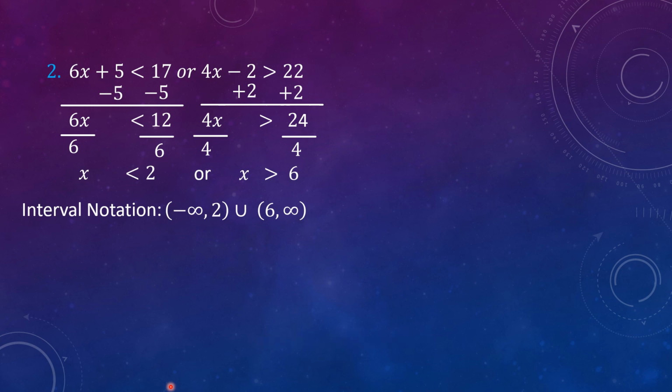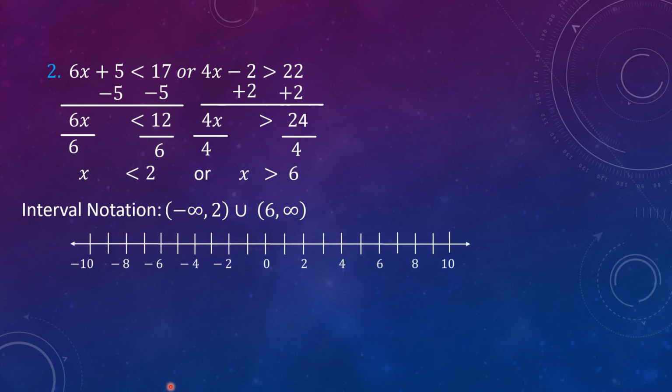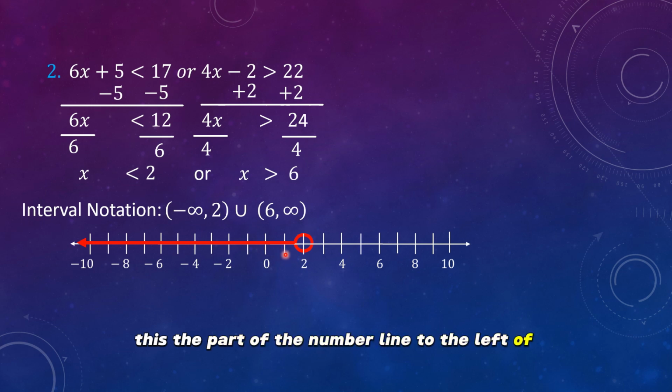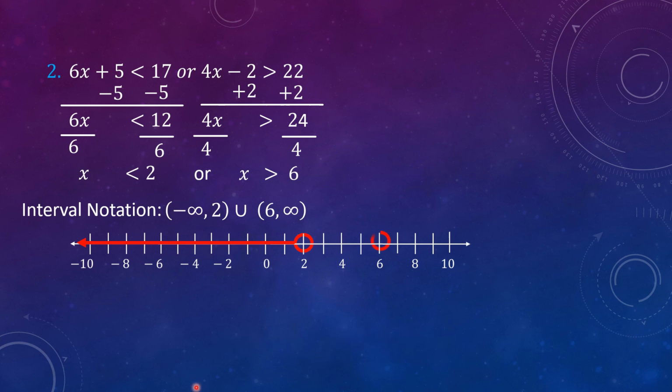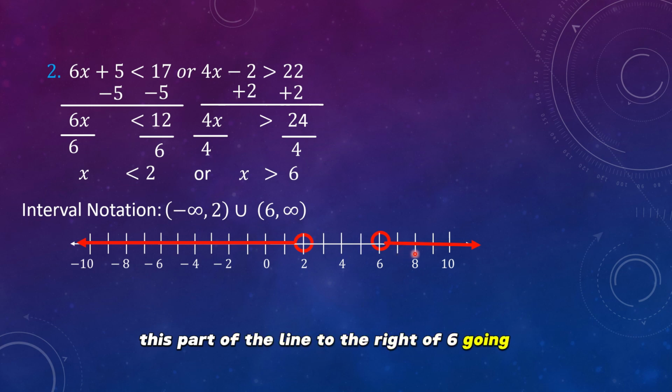Let us graph this on the number line. We are going to draw an open circle at 2 to indicate that 2 is not a value of x, and then shade this part of the number line to the left of 2 going to negative infinity, and then draw an open circle at 6 to indicate that 6 is not a value of x, and then shade this part of the line to the right of 6 going to positive infinity.